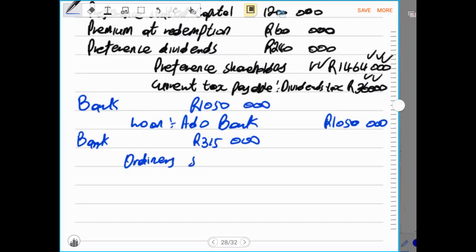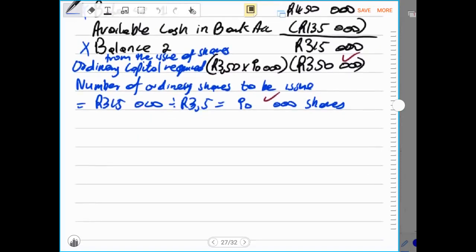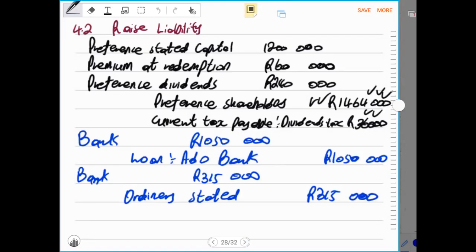And our ordinary stated capital is 315,000 rands. Then we have raised all those. Remember, they come from what we have just done previously in terms of raising funds. We raised the loan of 1,050,000, and we raised the cash of 350,000. There was 350 that has to be raised through the issue of the ordinary share. So now these are the two. We just do them in a general entry format.